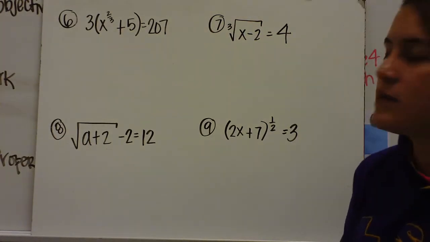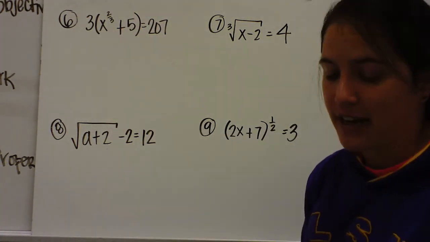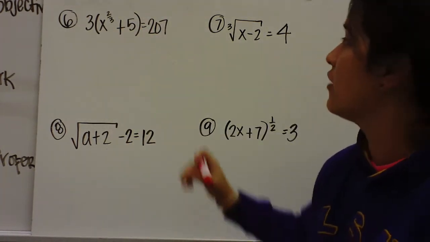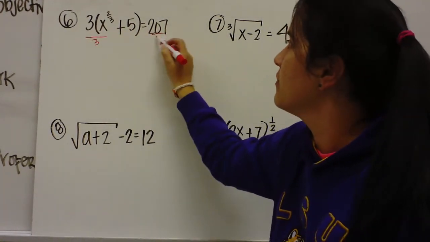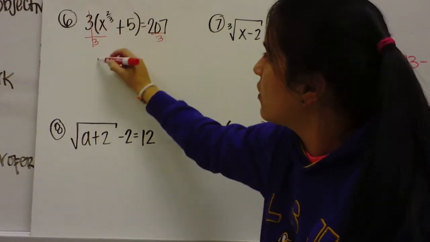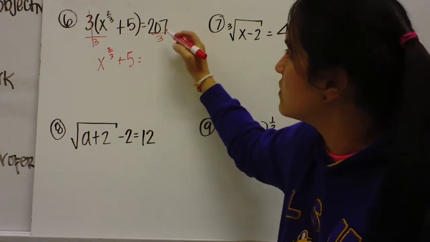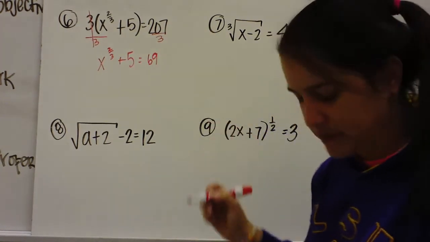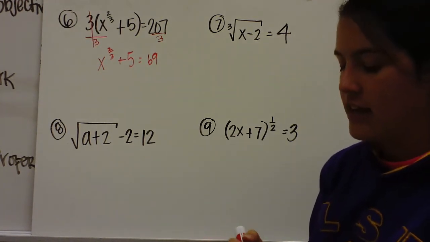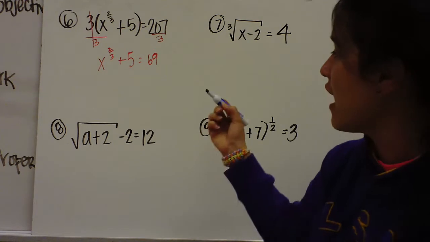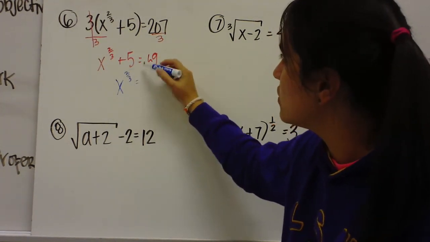All right, some more examples. Example 6 can look intimidating, so let me help you. I'm going to break it down. First thing we need to do is get rid of this 3. So we're going to divide by 3. And then we're left with x to the 2/3 plus 5 equals, I don't know, 69 maybe? Yeah, 69. Then I need to move that 5 over. You can't have that 5. So x to the 2/3 equals 64.